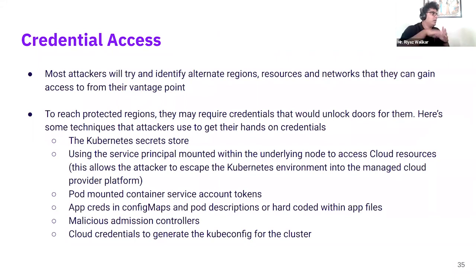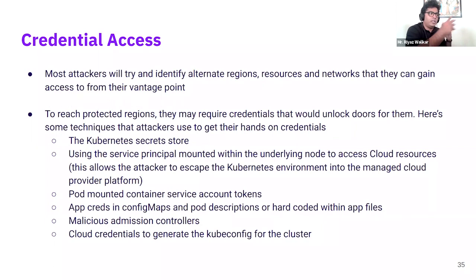rather the API service. Most attackers will try and identify alternate regions, resources, and networks. I've seen attackers gain access to a pod, install Nmap, and then run a port scan. And very valid technique, because regardless of whether it is Kubernetes or not, if you gain access to a service, if you gain access to a pod or an execution environment, you would want to see where you are, right? Essentially, who you are, where you are, and what else is accessible from here.